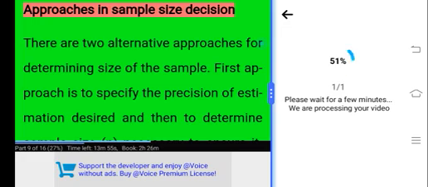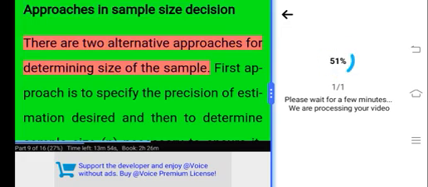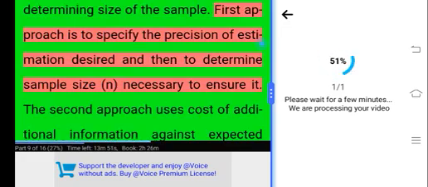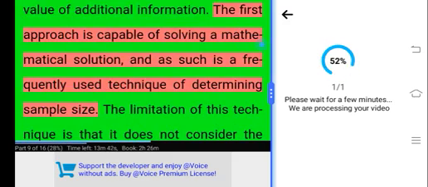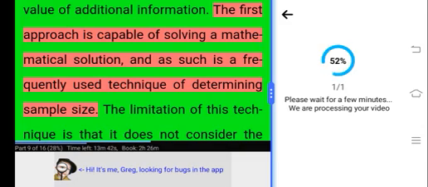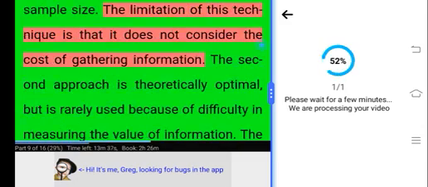Approaches in sample size decision. There are two alternative approaches for determining the size of the sample. The first approach is to specify the precision of estimation desired and then to determine the sample size necessary to ensure it. The second approach uses the cost of additional information against the expected value of additional information. The first approach is capable of a mathematical solution, and as such is a frequently used technique of determining sample size. The limitation of this technique is that it does not consider the cost of gathering information.